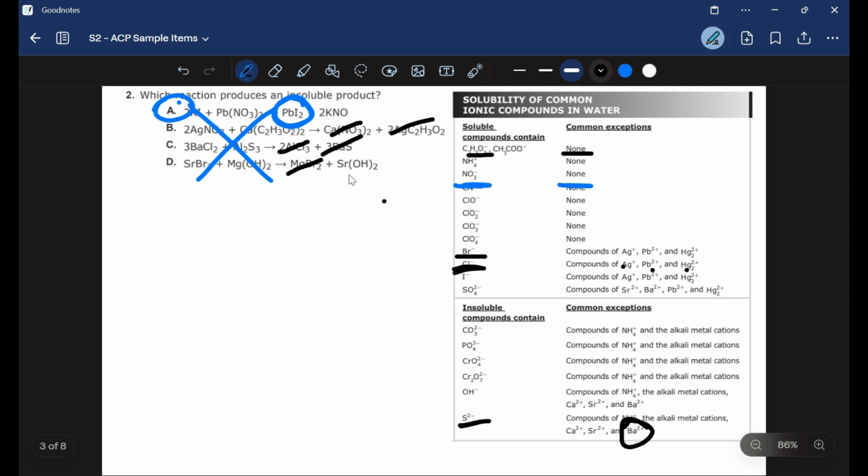And our last one, Sr(OH)2. OH is down here at the bottom. It's insoluble unless it's bonded with ammonium, alkali metals, calcium, strontium, or barium. We do have strontium, which means it's no longer insoluble. Now it's soluble, meaning our answer is still A.